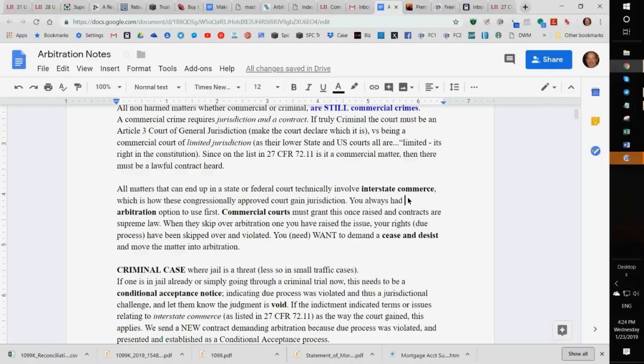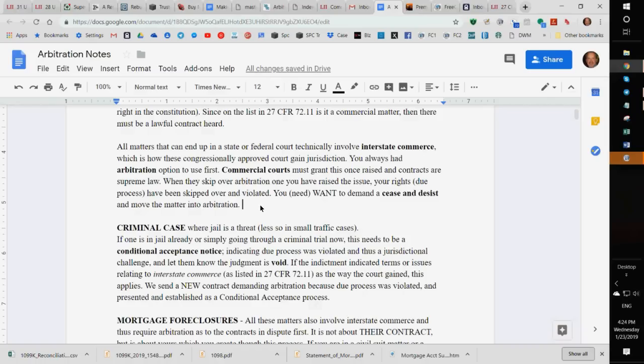And it's not just your status that gets you out of these things. It's your activity and the lack of proof of activity. You already have your status. So all matters that end up in federal or state court technically involve interstate commerce, which is how these congressionally approved courts gain jurisdiction. They do have jurisdiction up to a point, but they can lose it, and that's what we're going to focus on here. See, you've always had a right to arbitration, to ask for it. Why? Because, well, I'll show you in a minute. I'm going to get to that in a minute, why that's important. So commercial courts must grant this right once raised. I bet you've never raised it.